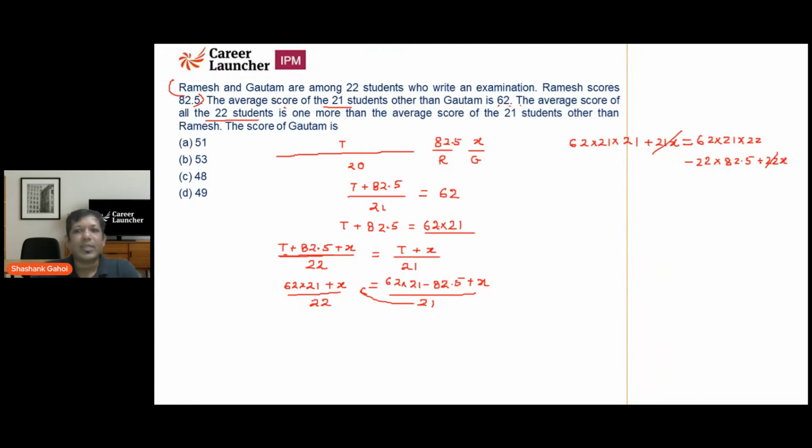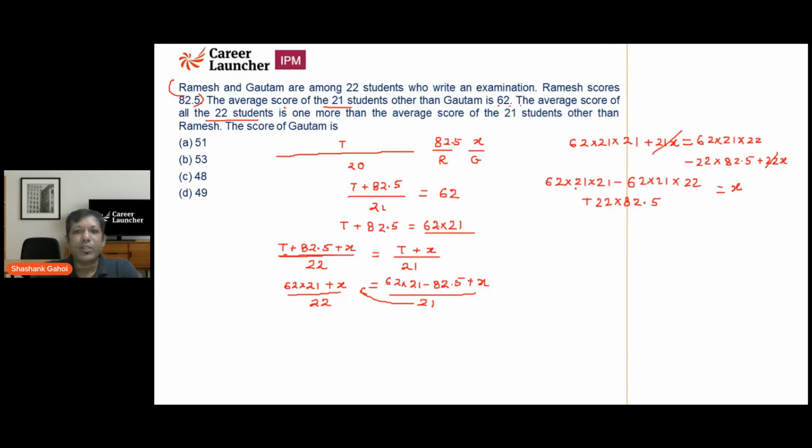Subtract, so this becomes x. Okay. Now send every value to this side. What am I going to get? I'm going to get 62 into 21 into 21 minus 62 into 21 into 22 plus 22 into 82.5, and that is equal to x.